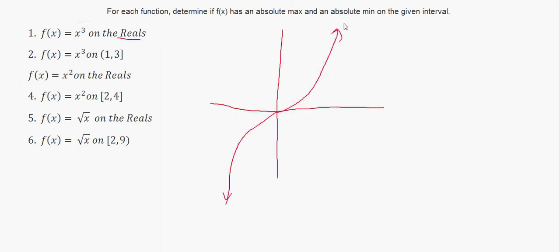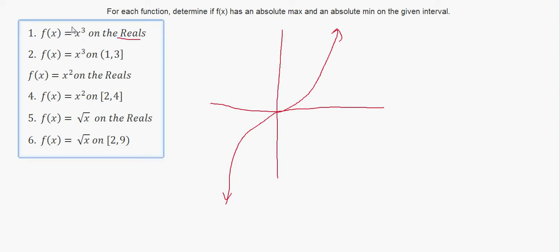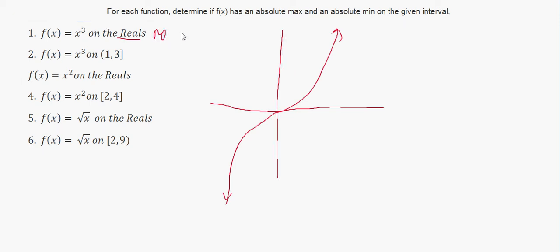Same thing on the left side here. It goes down forever, so there is no absolute minimum. It just goes down forever. So it has no absolute max and no absolute minimum.